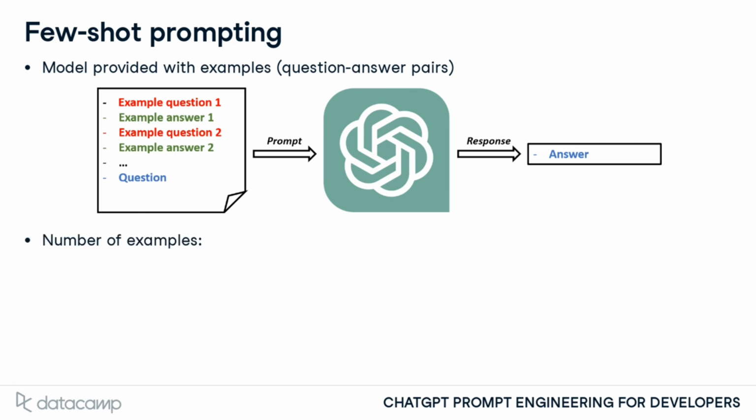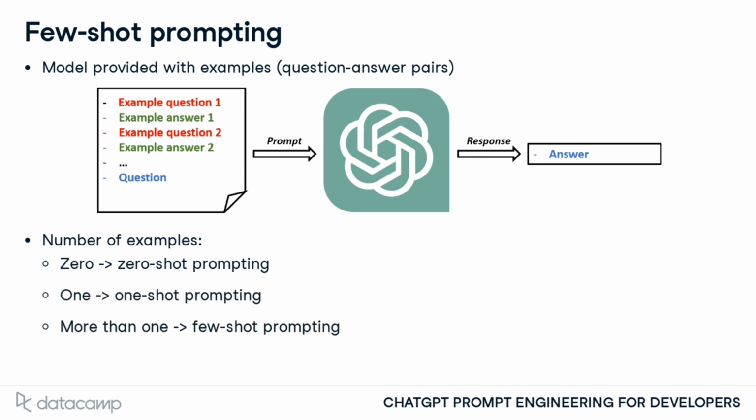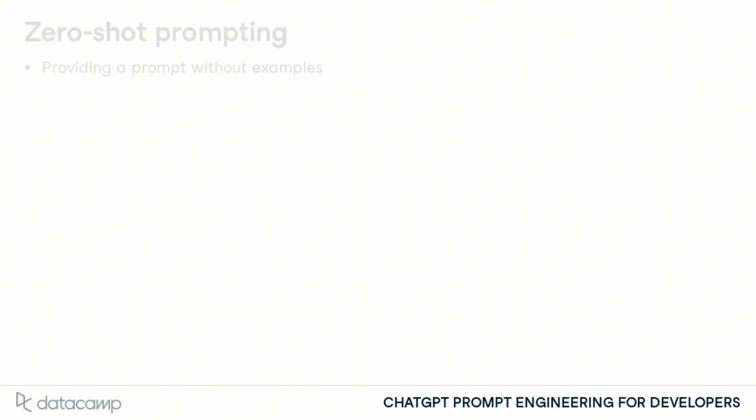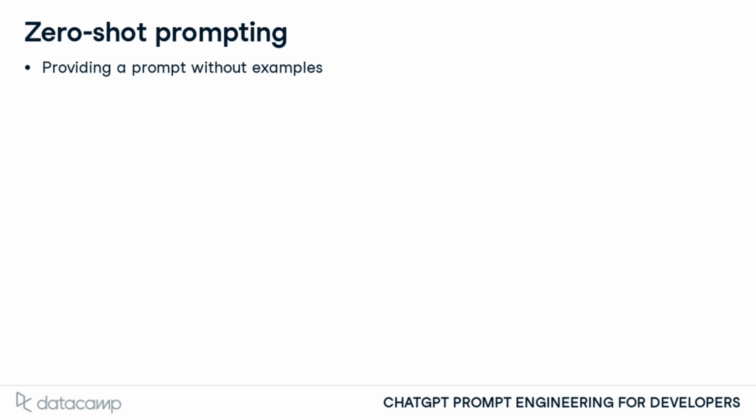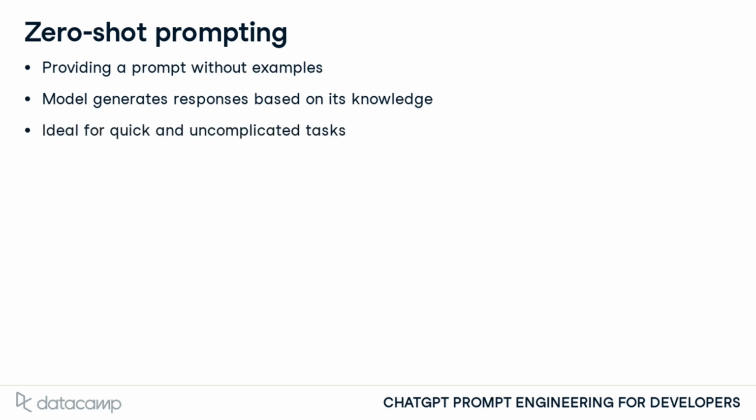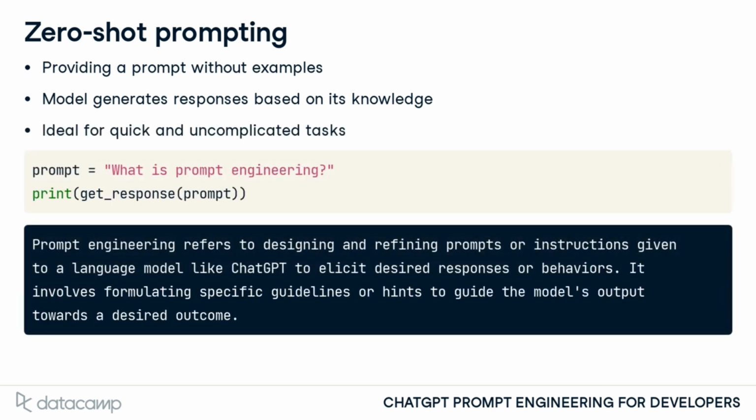The name of the technique varies depending on the number of examples we provide. When 0 examples are provided, we are using zero-shot prompting. 1 example is one-shot prompting. More than 1 example is few-shot prompting. Let's explore each in detail. In zero-shot prompting, the model gets a prompt without examples and responds based on its existing knowledge. This is ideal for quick, simple tasks. For instance, we can use zero-shot prompting when asking the model to define prompt engineering without giving examples.